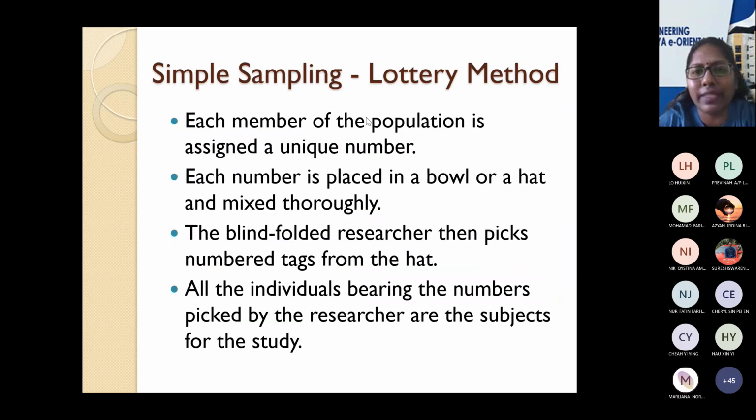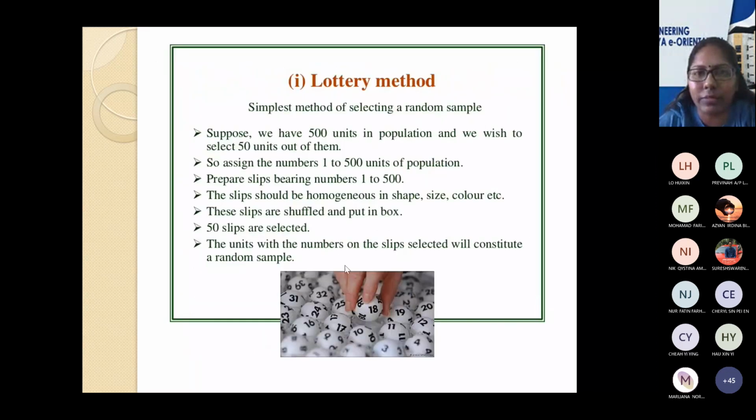So the lottery method is like that. The blindfolded researcher picks numbered tags from the hat. All the individuals wearing the numbers are the subjects for the study. That means you name the subjects in numbers, then you put them into a bowl, then you just pick the numbers and they become your subjects. That is the lottery method. Suppose we have 500 units of population and you want 50 of them. You assign numbers 1 to 500, then you pick 50 and that becomes your sample.